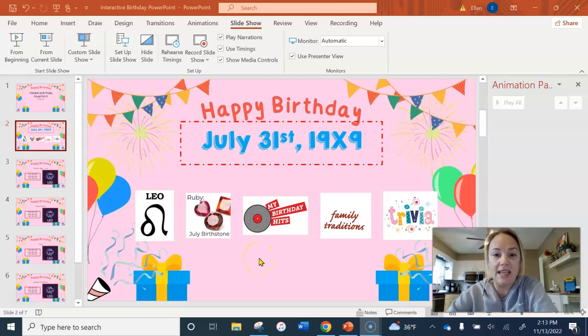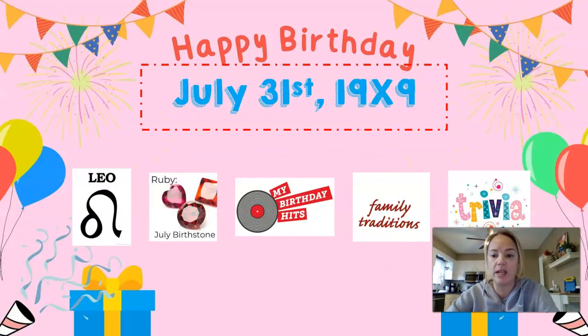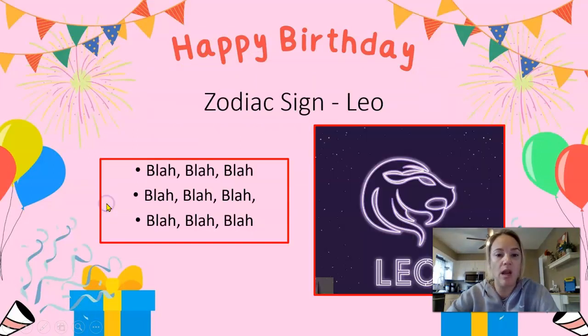Now, once you've added in that link, I want you to test it to make sure that it works. So you're going to come up here, slideshow, and I'm going to hit play from the current slide because we don't need to watch it from the beginning. So I'm going to click current slide. It's going to put it in slideshow mode, and then you're going to come over here and click on whichever link you just did. I did my Leo, and you're going to want to make sure that it takes you to the slide about Leo.